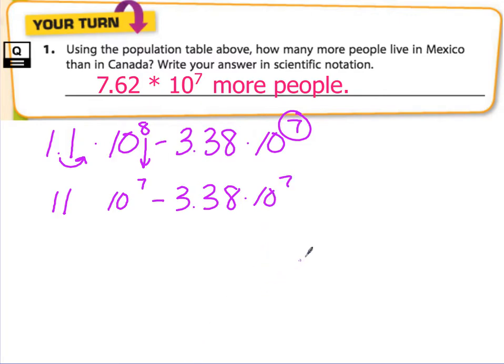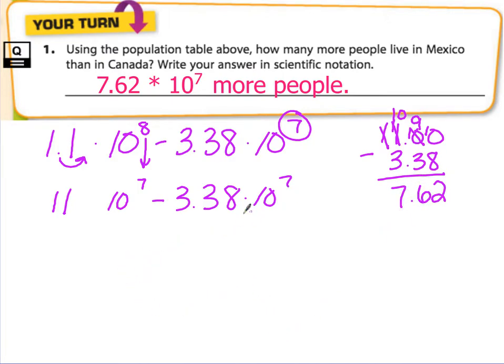So now I can do 11 minus 3 and 38/100, add my zeros. I have to borrow from the 1, it becomes an 11. Borrow from the 11, it becomes a 10. This becomes a 10. Borrow, it becomes a 9. Okay, I have 10 minus 8 is 2. 9 minus 3 is 6. 10 minus 3 is 7. And then I keep my same exponent, or my same power of 10, to get my answer.